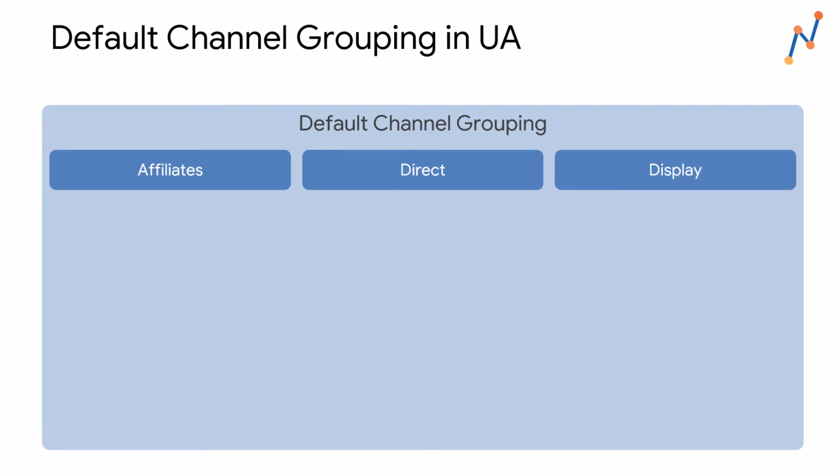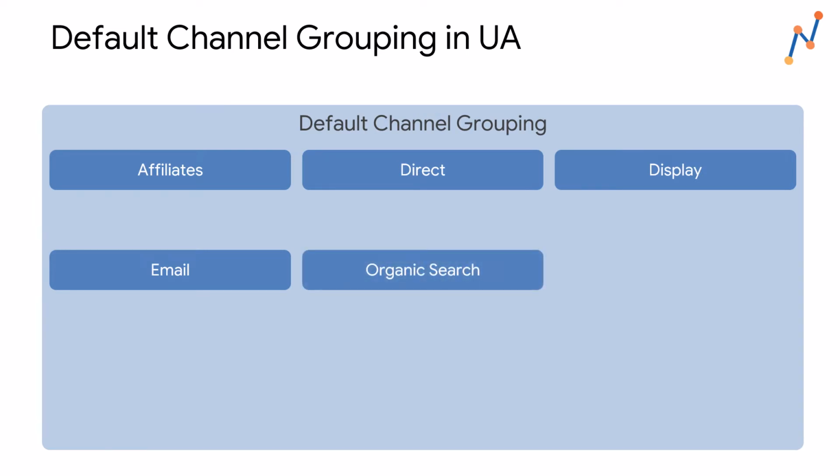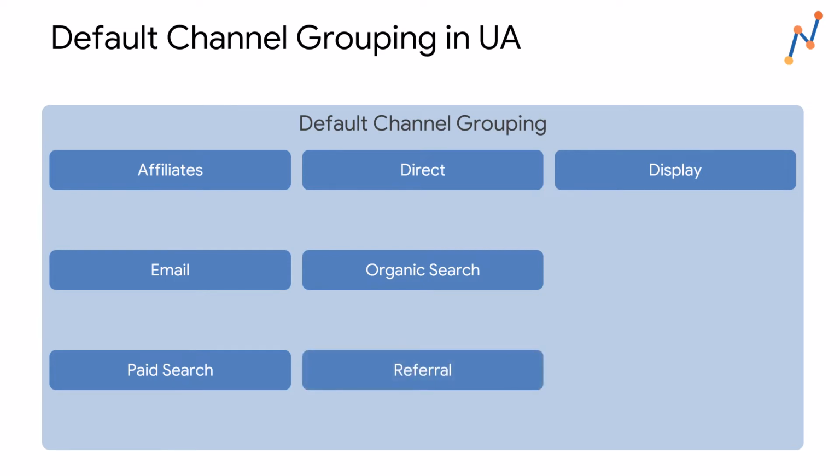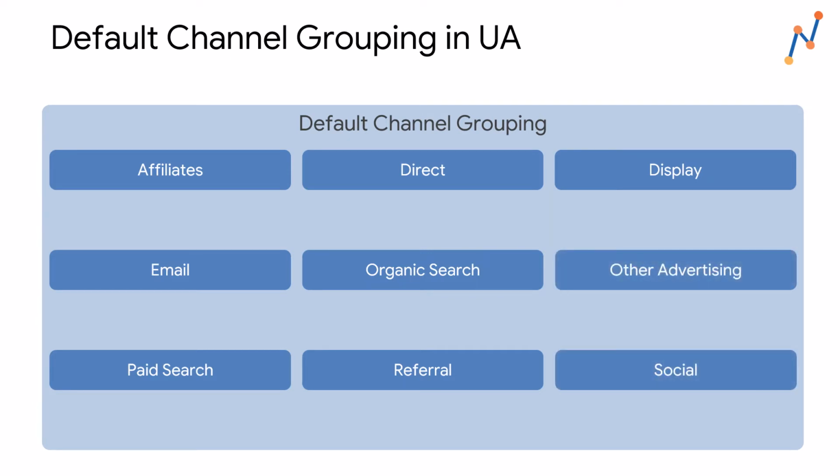Display, which reflects traffic coming from banners or site placements. Email, which is traffic from email or newsletters. Organic search to tell about the traffic from search engines. Paid search for the traffic from paid placements and other CPC or PPC traffic. Referrals, which tells about the traffic coming from other websites. Social to reflect traffic from social media. And other advertising, which is all the remaining traffic which cannot be assigned to one of these channels.